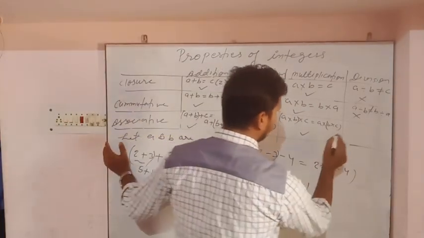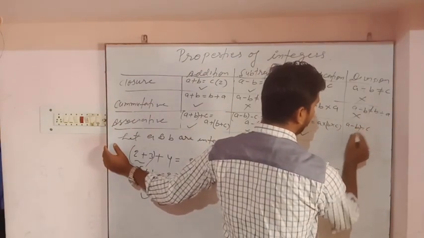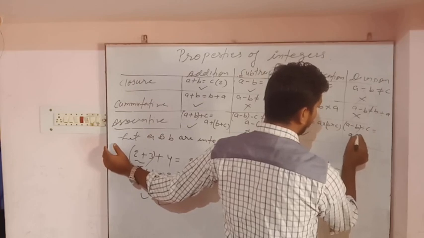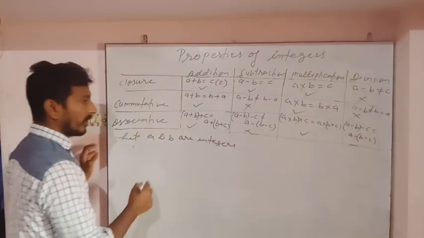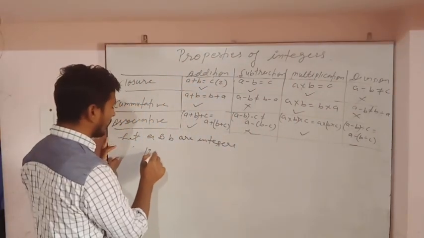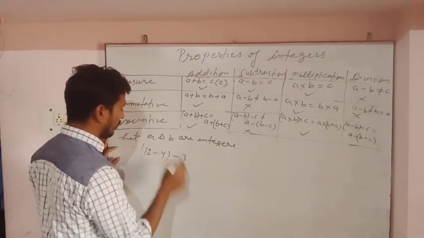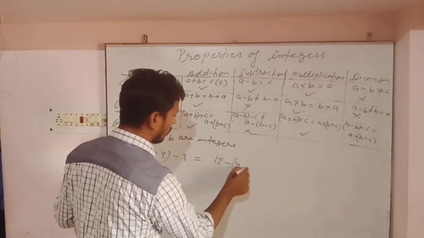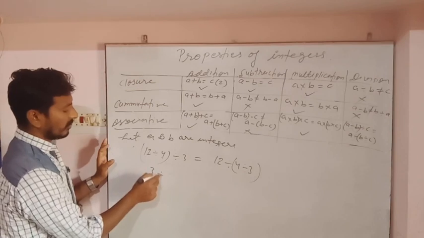So this property says that (A divide B) divide by C and A divide (B divide by C). Now let's suppose A is equal to 12, B is equal to 4 and C is equal to 3. Now 4 3 is 12.